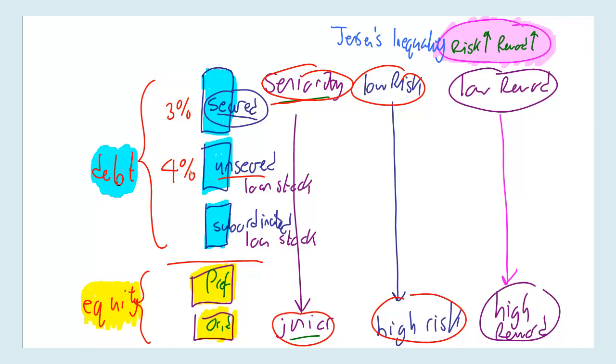The subordinated loan stock, which is being paid after the unsecured people have been paid off in a liquidation, should receive more because as risk goes up, rewards should go up. So they'll be paid, say, 5%.